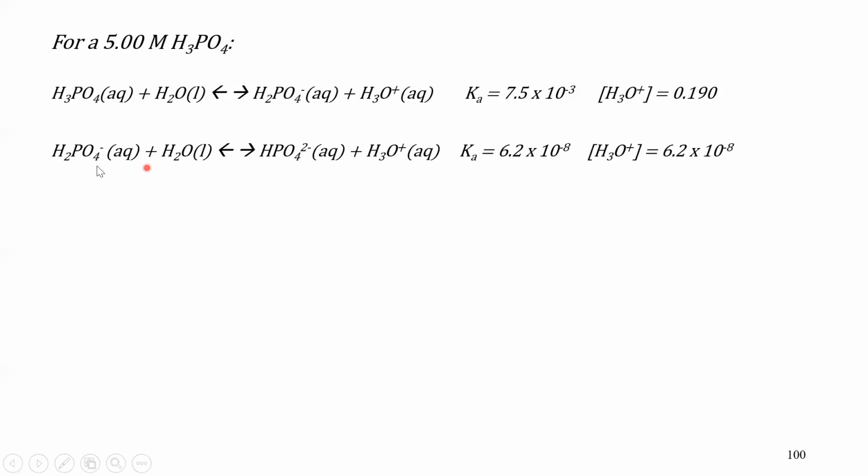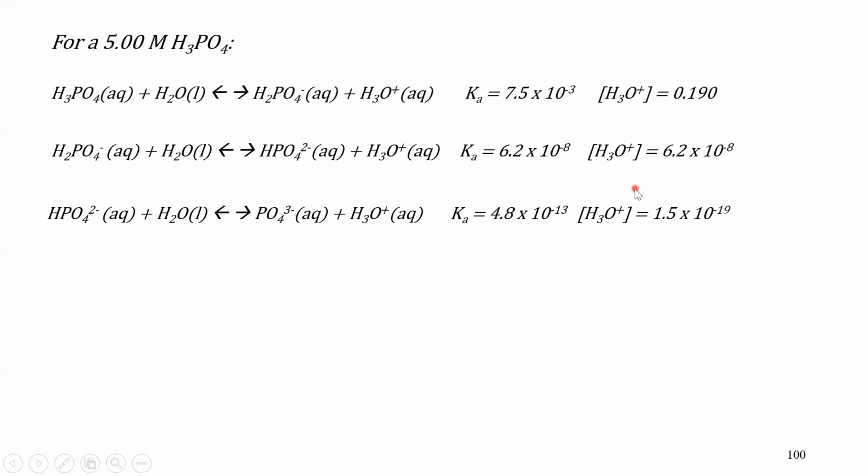Now, if we were to look at the second step, the Ka for the second step is 6.2 times 10 to the minus 8. The hydronium ion concentration from the second step is significantly less than the first step. It's 10 to the minus 8, 0.0000000062.